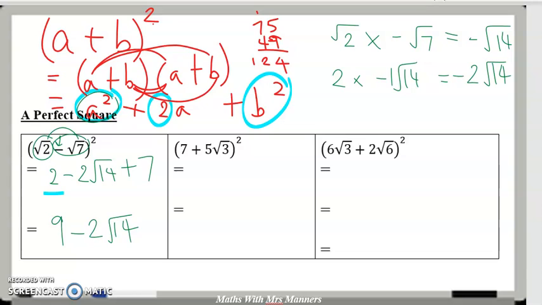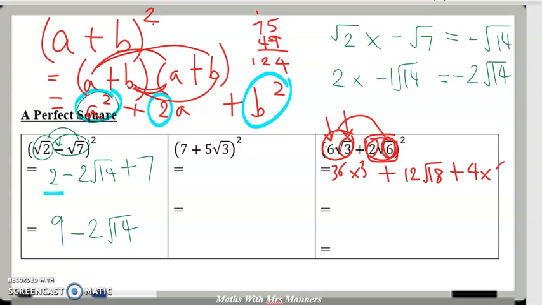All right, so we square the first surd. Don't forget to square the 6 and square the root 3. So it's going to be 36 times 3. Then we multiply the 2 terms together. 6 2s are 12. Root 3 times root 6 is root 18. And then we square this last surd here. So to square that, I'm going to square the 2 over here, and I'm going to square the root 6.